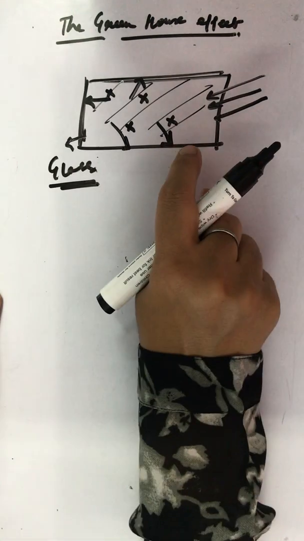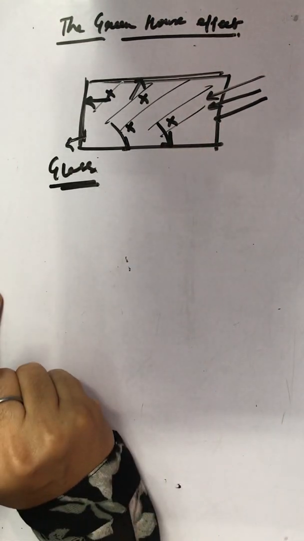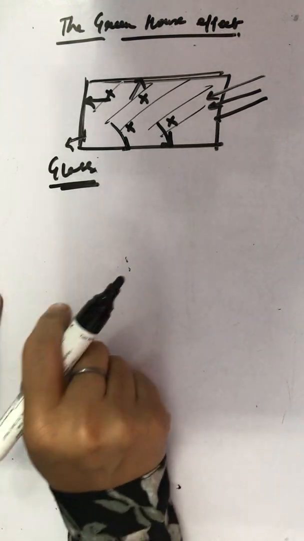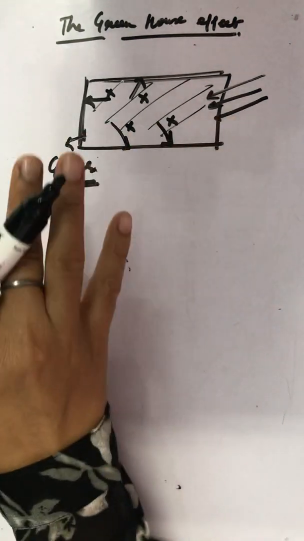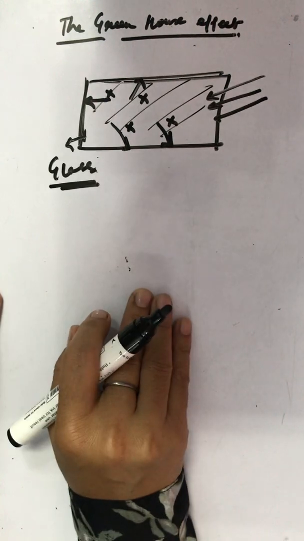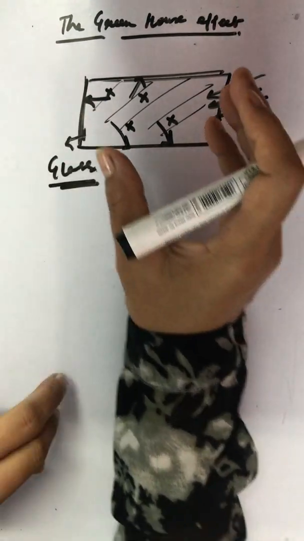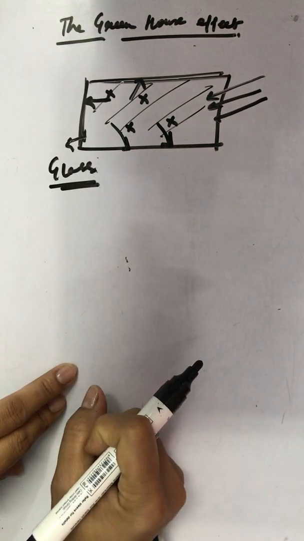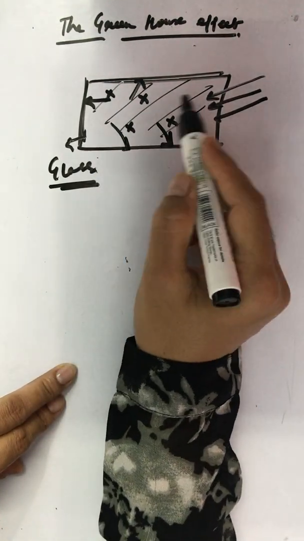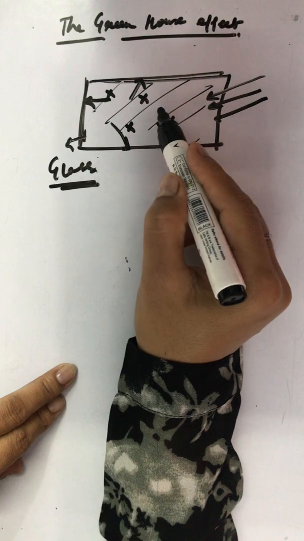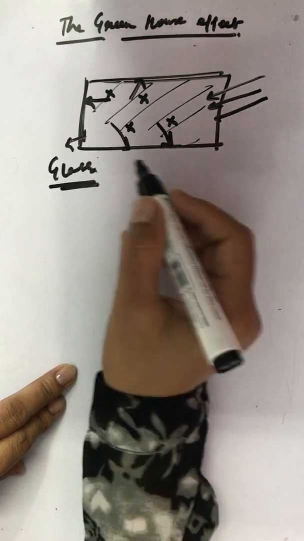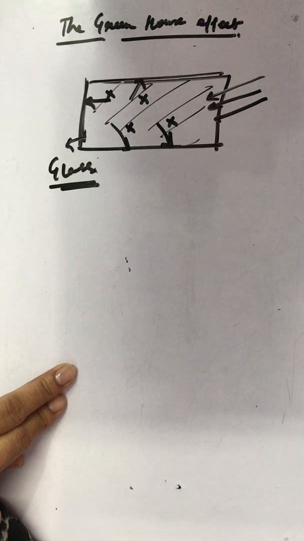Okay, they are not allowed to escape by the glass walls, as well as the CO2 gas and the water vapors present in the air inside the glass house. This trapping of the light will make the interior of the greenhouse air warmer compared to the outside air. This is called the greenhouse effect.